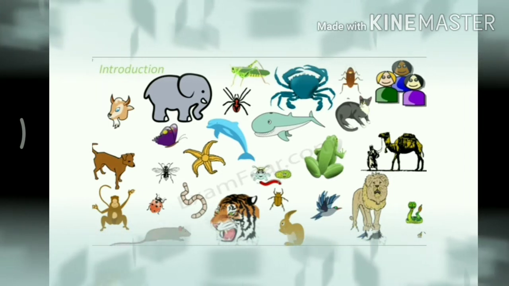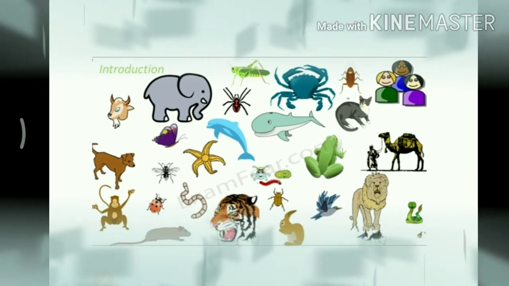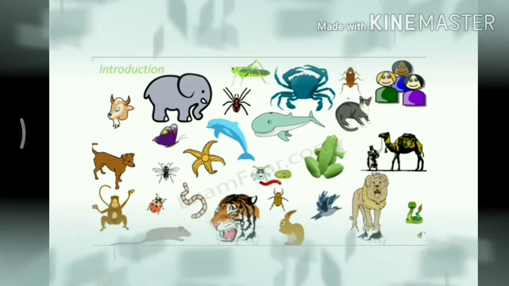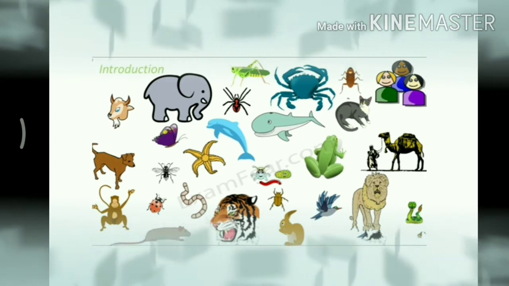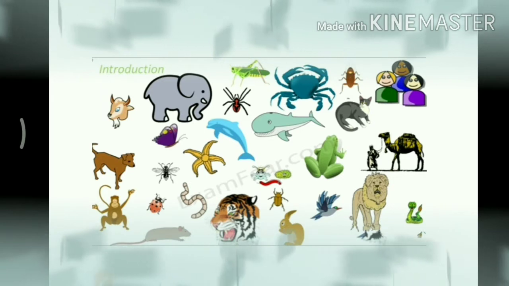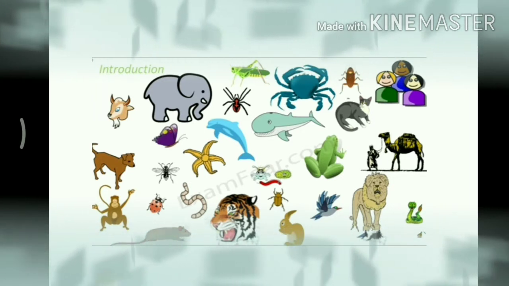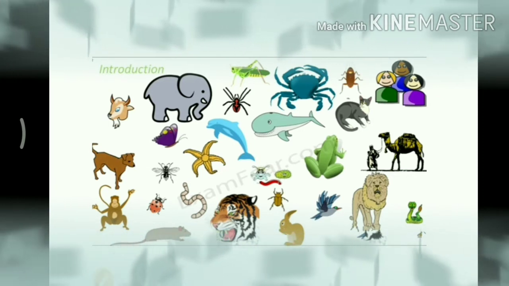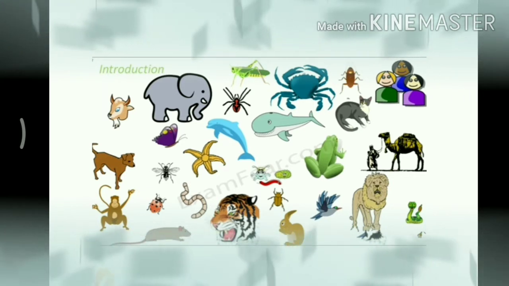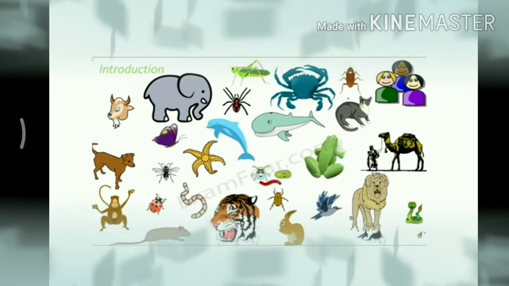Now in this lesson we will talk about the internal structure of animals. You can see in this picture there are huge animals. The variety and diversity of animals we will learn about in another chapter, the diversity or different types of animals, kingdom Animalia. In this lesson we have to learn about the internal structure of these animals.